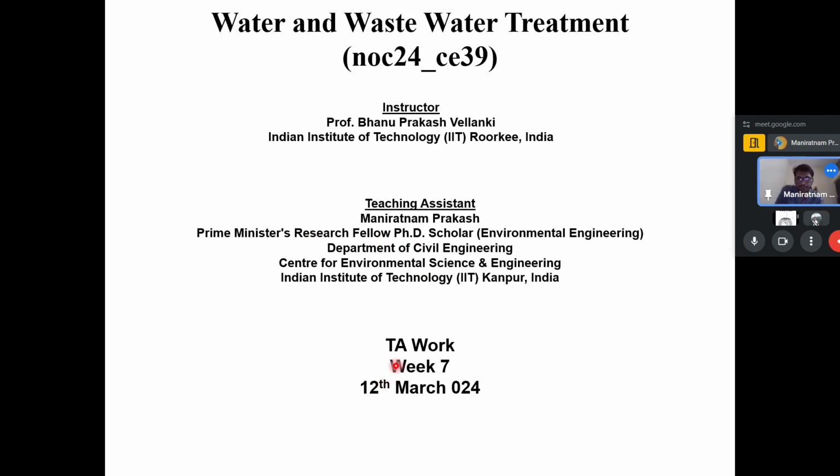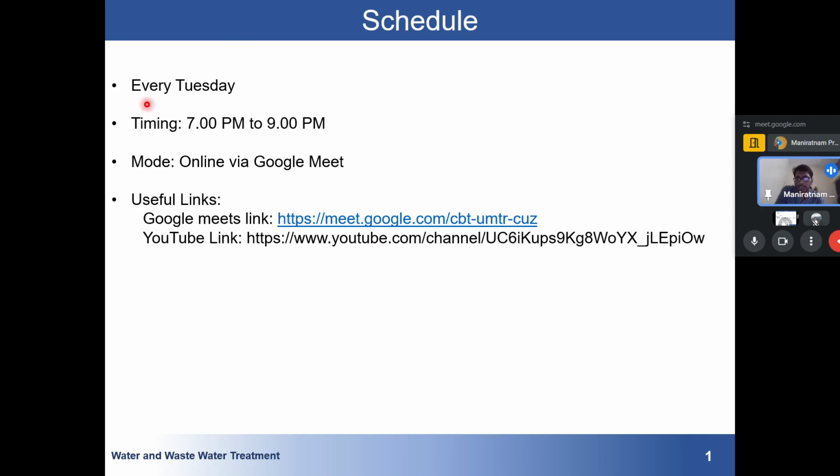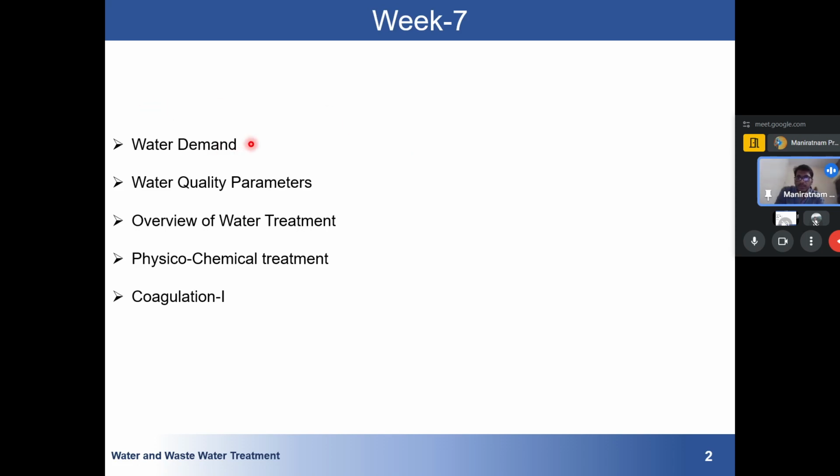So welcome to week 7. As usual, we meet every Tuesday from 7 p.m. to 9 p.m. and we use this link. In week 7, these 5 topics were discussed: water demand, water quality parameters, overview of water treatment, physicochemical treatments, and coagulation.